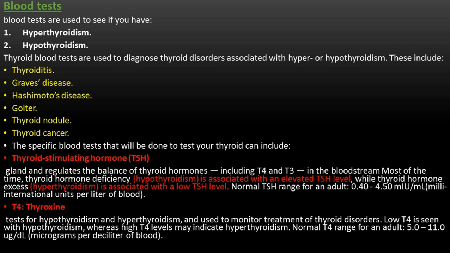T4, thyroxine tests for hypothyroidism and hyperthyroidism, and used to monitor treatment of thyroid disorders. Low T4 is seen with hypothyroidism, whereas high T4 levels may indicate hyperthyroidism. Normal T4 range for an adult, 5.0–11.0 µg/dl, micrograms per deciliter of blood.